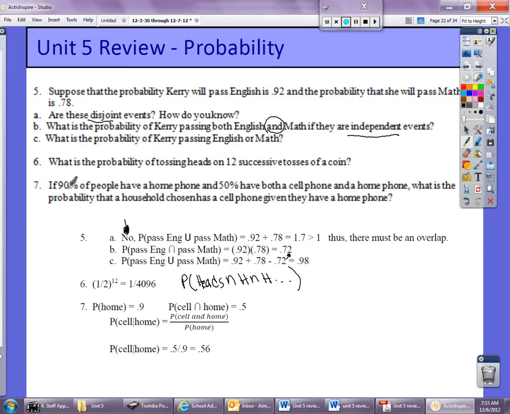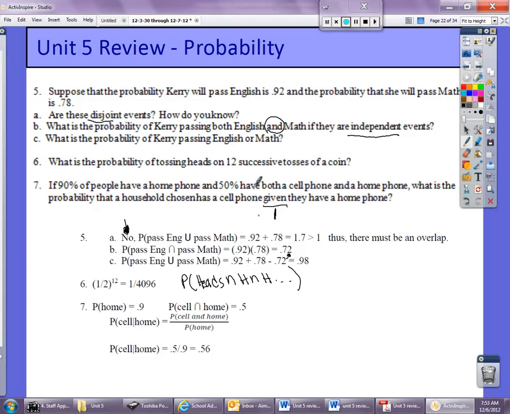For number 7, if 90% of people have a home phone and 50% have both a cell phone and a home phone, what is the probability that a household chosen has a cell phone given they have a home phone? So here's where that "given" comes in, okay? That's the key word you need to look for. The given is represented by that vertical bar that we talked about.